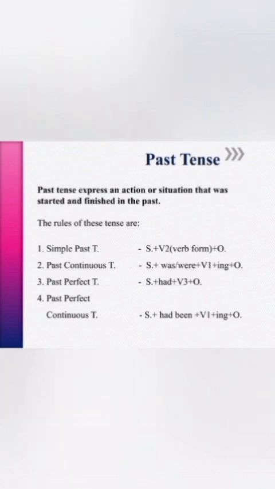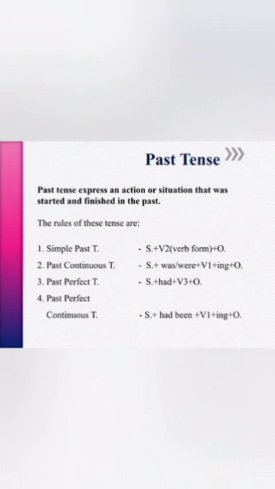Now let's look at past tense. Past tense expresses an action or situation that was started and finished in the past. The rules of these tenses are: simple past tense, subject plus V2 form of the verb plus object. Now let's look at past continuous tense. Its form is as follows: subject plus was or were plus V1 plus ing form of the verb plus object.